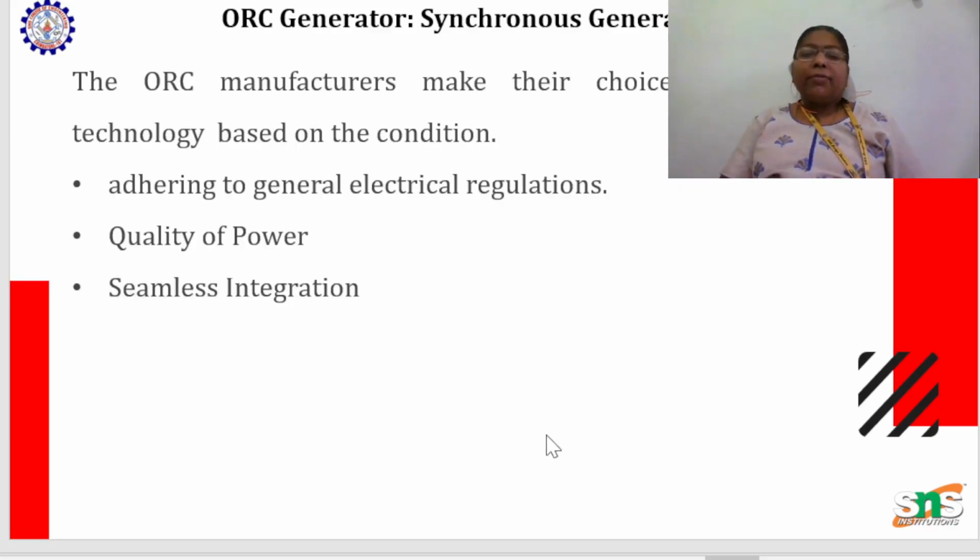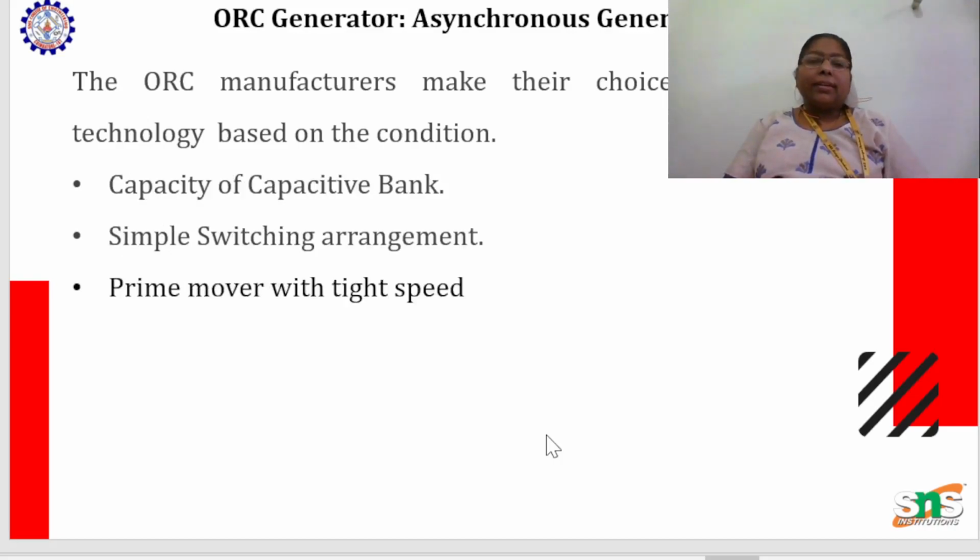As a manufacturer, the manufacturer should look for three conditions. They should adhere to the electrical regulations of the electricity board. They should think about the quality of power also, and they should aim for a seamless integration of power with the grid. All those three aspects have to be considered.